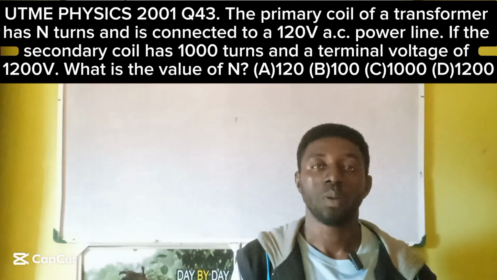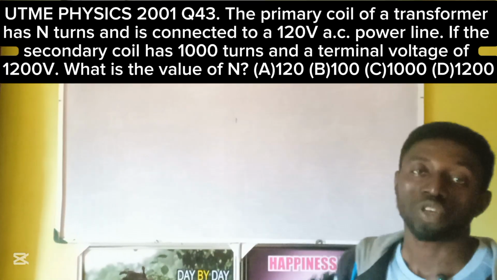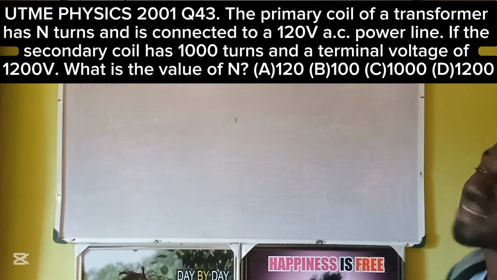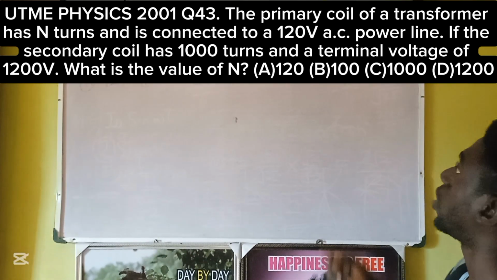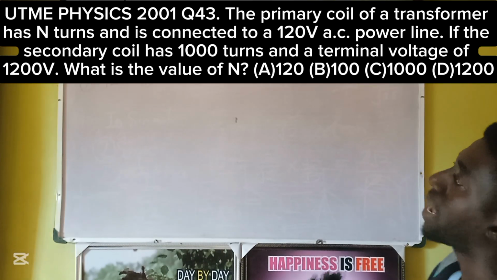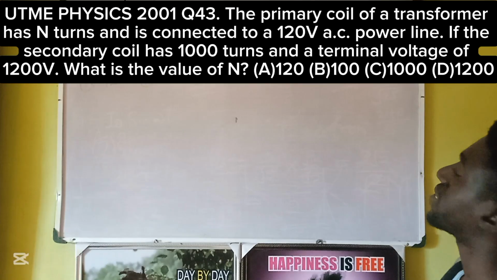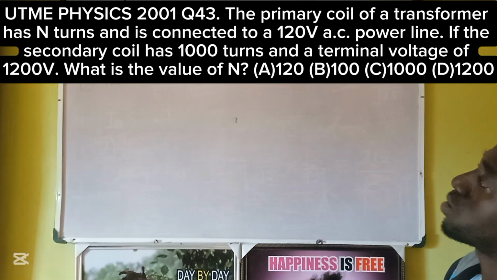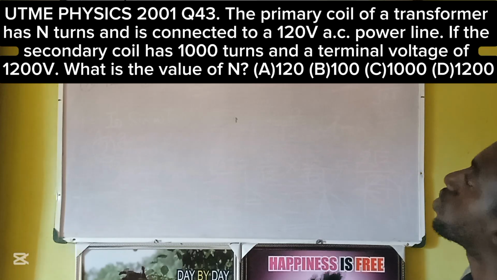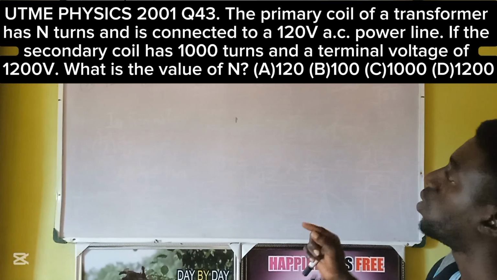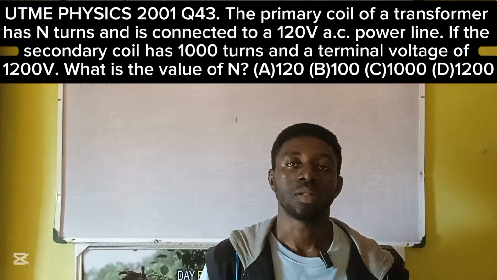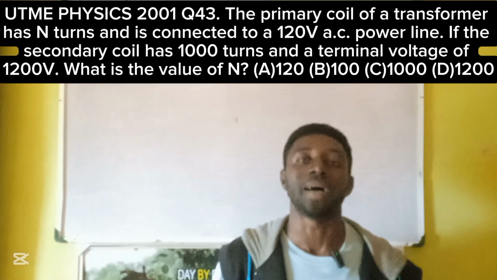JAMB past question 2001, question number 43. The primary coil of a transformer has N turns and is connected to a 120 volt AC power line. If the secondary coil has 1000 turns and a terminal voltage of 1200 volts, what is the value of N? Our question today is centered on a transformer.